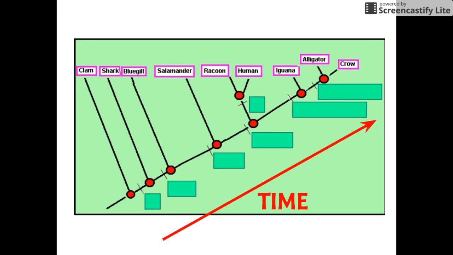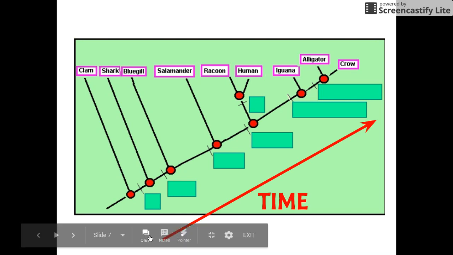Okay, so let's look at the example at the bottom of your note sheet. So here we have a phylogenetic tree, or actually it's more like a cladogram, it's just a branch. So we have the clam, a shark, a bluegill, a salamander, a raccoon, a human, iguana, alligator, and crow. Okay, so first of all, the thing to know is that evolutionary time flows in this direction. So further back in time are these derived characteristics, and further forward in time are these.